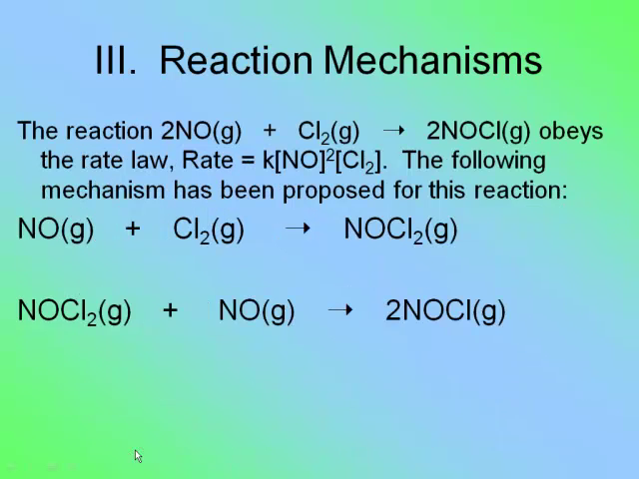So let's look at a slightly different example, and I want to talk about how the reaction order is related to the rate law. So here's a different example. The reaction 2NO plus Cl2 yields 2NOCl obeys the rate law: rate is equal to k times [NO] to the second times [Cl2] to the first. The following mechanism has been proposed. The question here is, is this an appropriate mechanism? So I'll write this. Is this a possible mechanism?